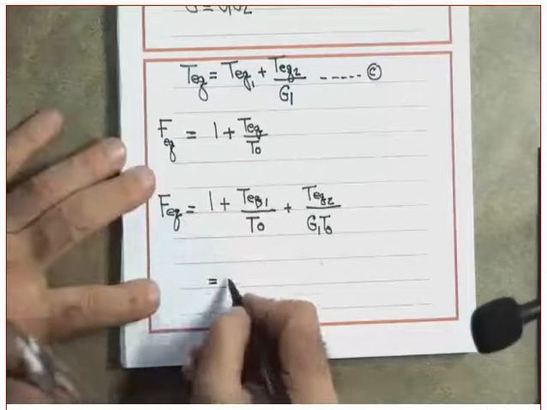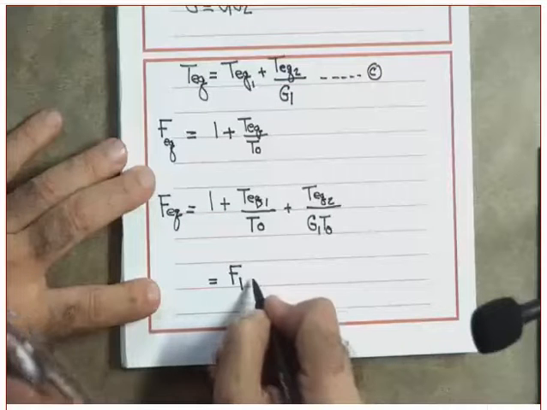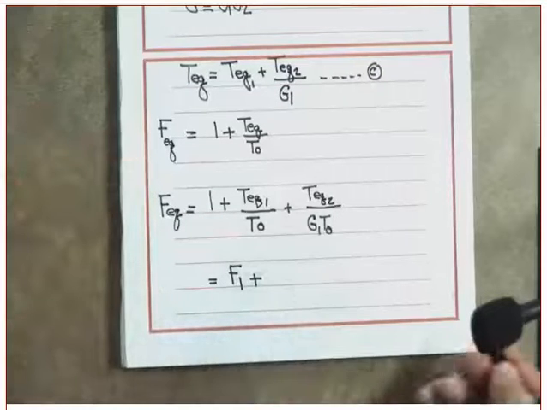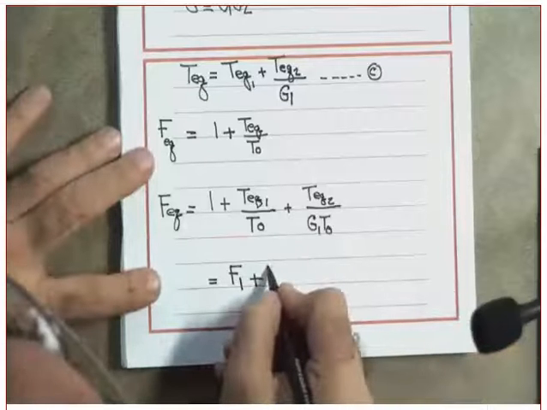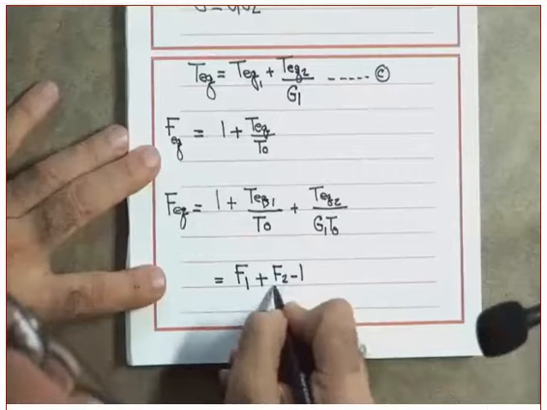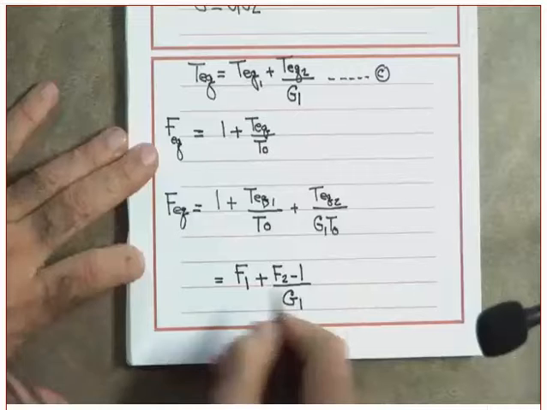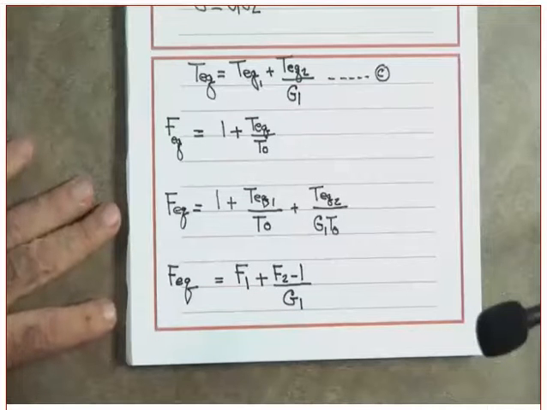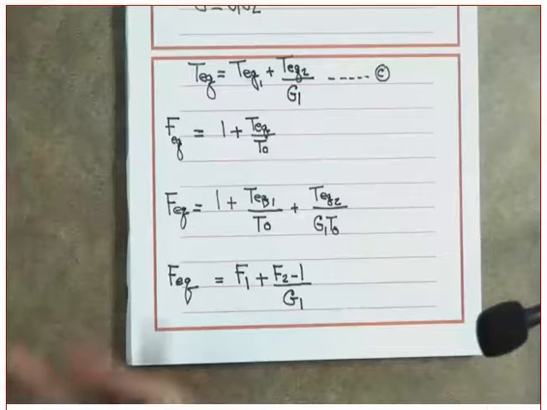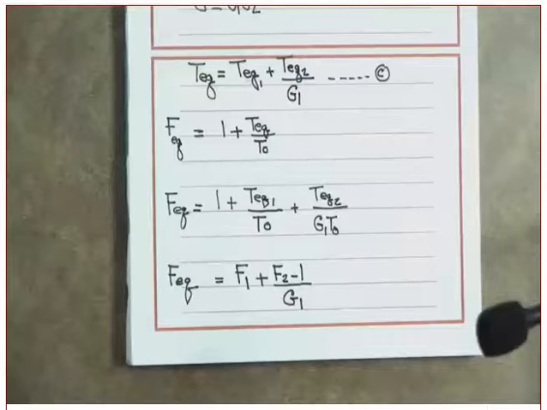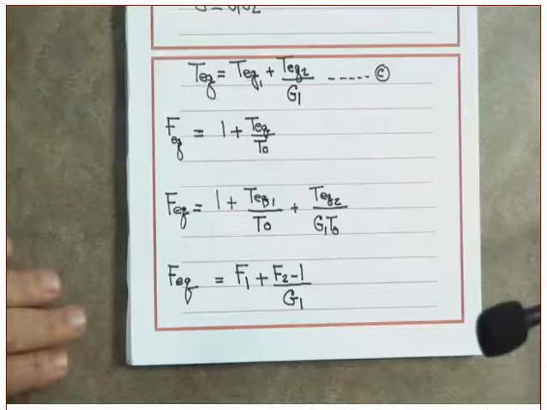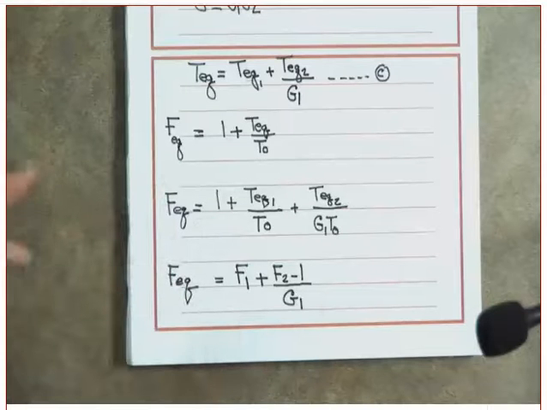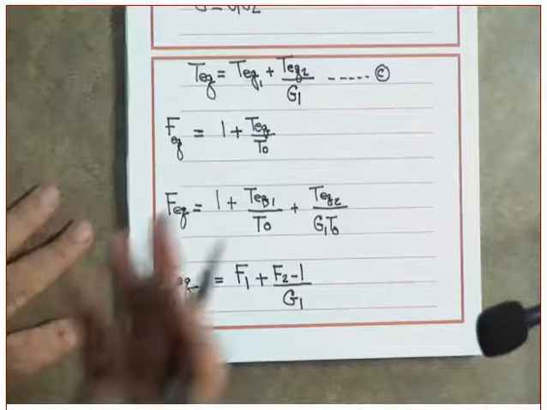So what do I get? F1 plus F2 minus 1 over G1. Clear? That is why I prefer that you work in the temperature, and then change it to the noise factor. It's easier to see it that way, that the T will cancel out. Did you get my point or not?